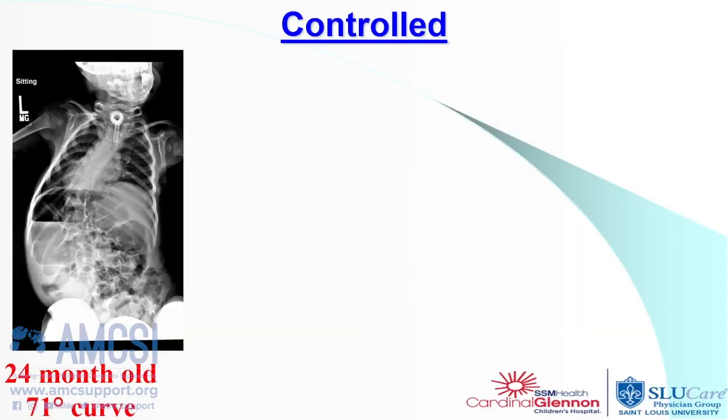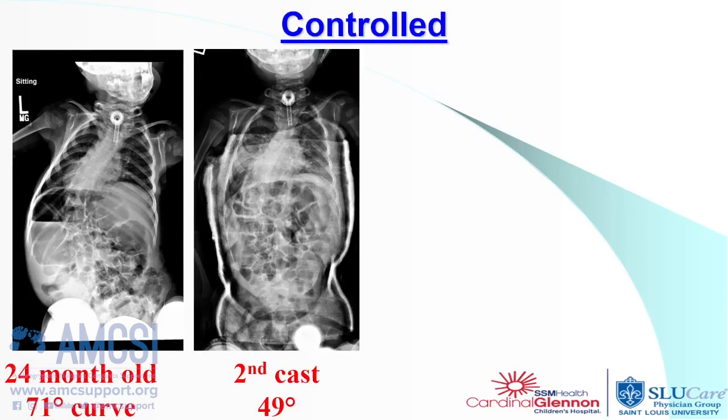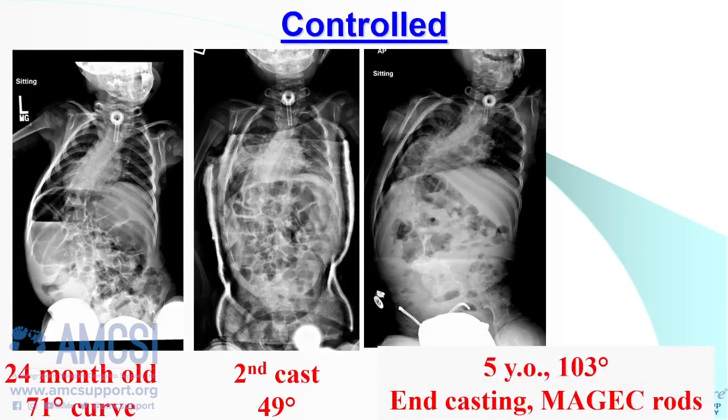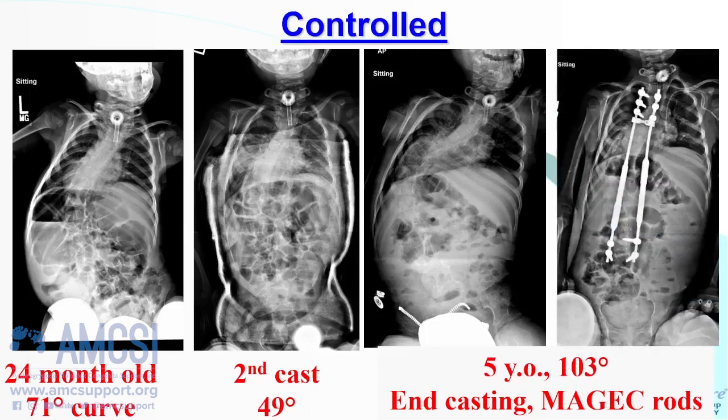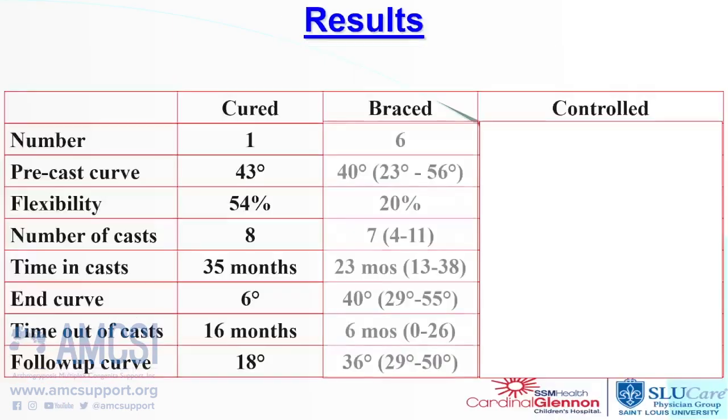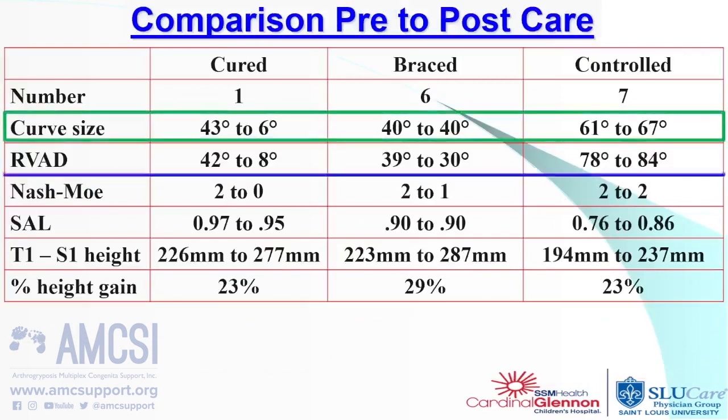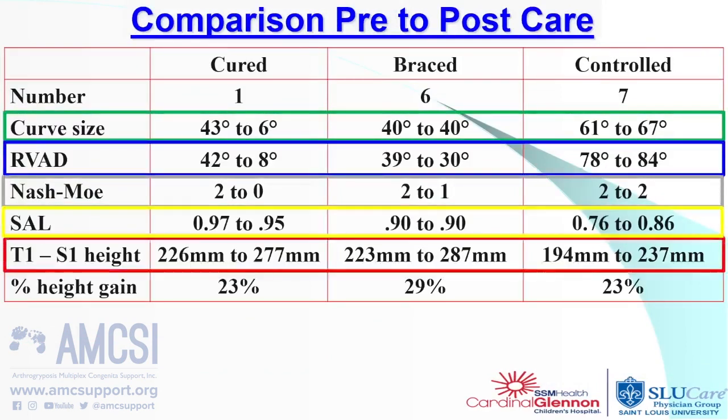Another curve like that, a 71-degree curve, was brought down to about 50 degrees. And in the end, that curve just got away from us and had to have, again, the same kind of surgery done. So I'm just going to move through this part. This is just a lot of results.